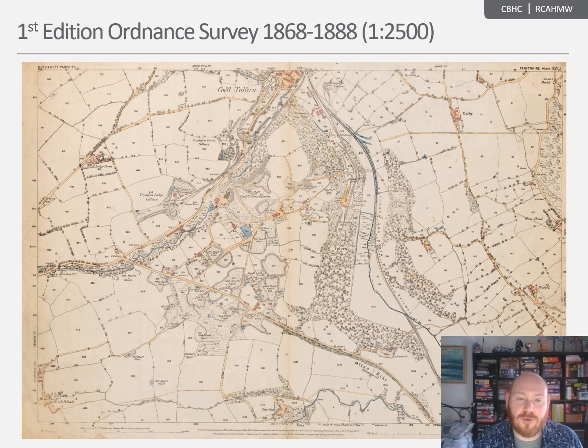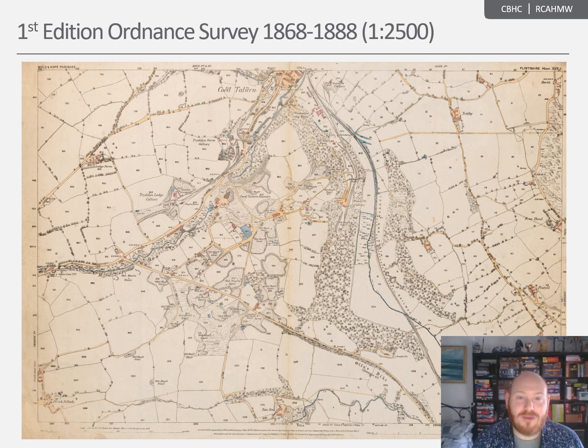So the first mapping source we're going to look at is the first edition Ordnance Survey maps that were surveyed between 1840 and 1880 across England and Wales. And these maps are very important because they record a phenomenal amount of detail. Firstly, they were done at a scale unprecedented in this period. They were done at a scale of 1 to 2500, or 25 inch to the mile.